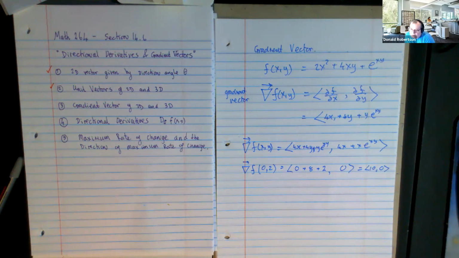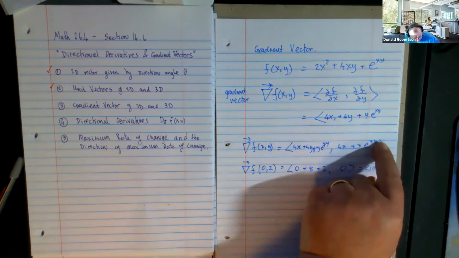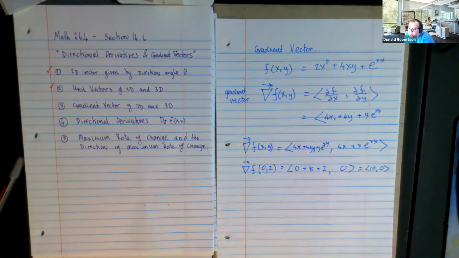Are we comfortable about how to find a gradient vector and how to evaluate it at one specific point, one particular x and y? Is that pretty straightforward? Do you need another one, or you feel comfortable just saying one? I say a nod, so we're good.